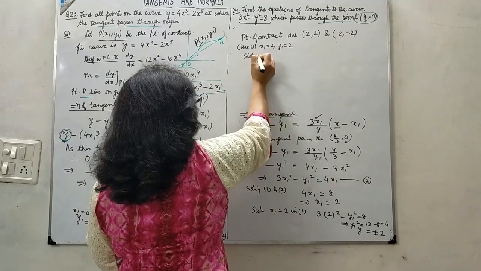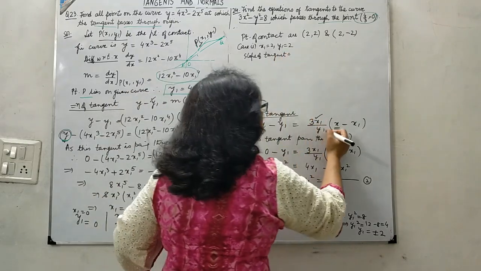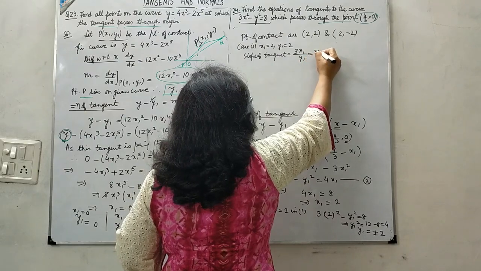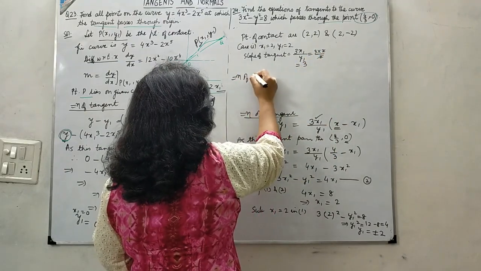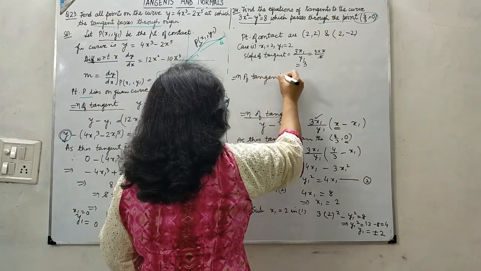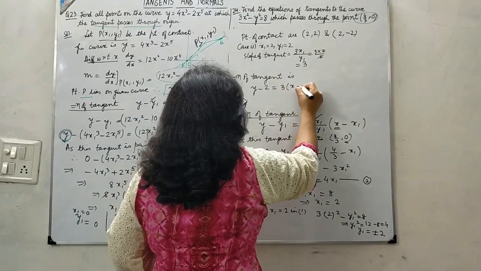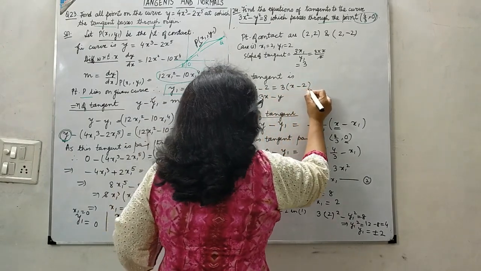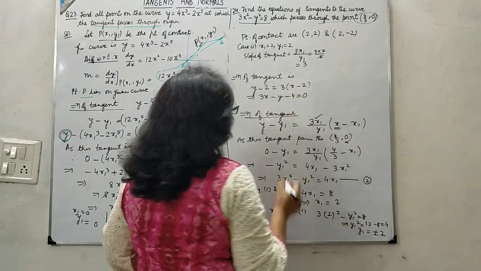For x1 is 2 and y1 is 2, the slope of the tangent is 3x1 upon y1, that means 3 into 2 by 2, which cancels out to 3. Then the equation of the tangent in this case becomes y minus 2 as 3 times x minus 2. This is 3x minus y minus 6 plus 2, minus 4, is 0.